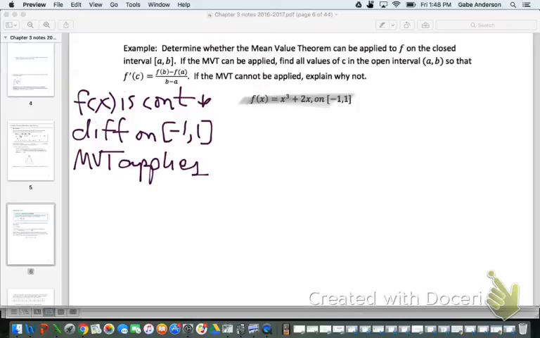But it goes on to say a little bit more. It says, if the MVT can be applied, which it can, then we are going to go ahead and find all the values of c in the open interval so that f prime of c equals f of b minus f of a over b minus a. In other words, we're going to try to find the place where the instantaneous slope equals the average slope. I got a question for you. Caleb, what are our a and b values for our question?